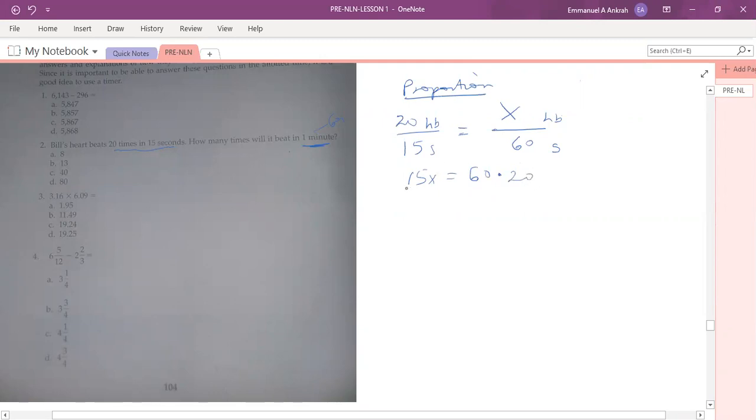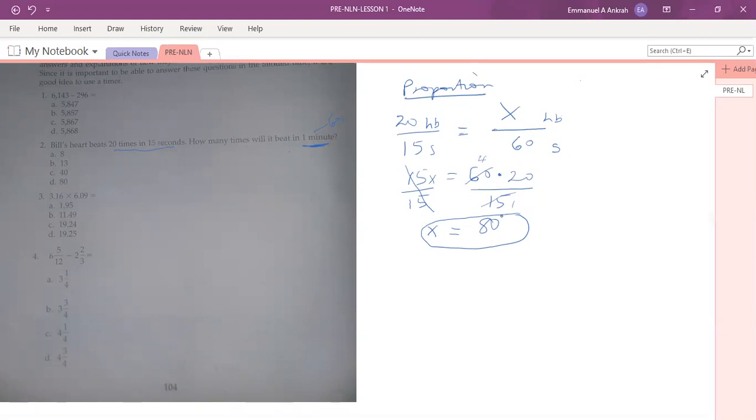Then you can divide the left side by 15, divide the right side by 15. This will cross out, leaving X. You can use a calculator to work the numerator and then divide by the denominator, but I like to cross out. 15 over 15 is 1, and reducing to lowest terms, 60 over 15 is 4, and then this is 80. So that's the proportion approach: set up the ratio and set them equal to each other. We'll be using that a lot, which is why I'm illustrating with this one. Good, so you had D, which is correct.